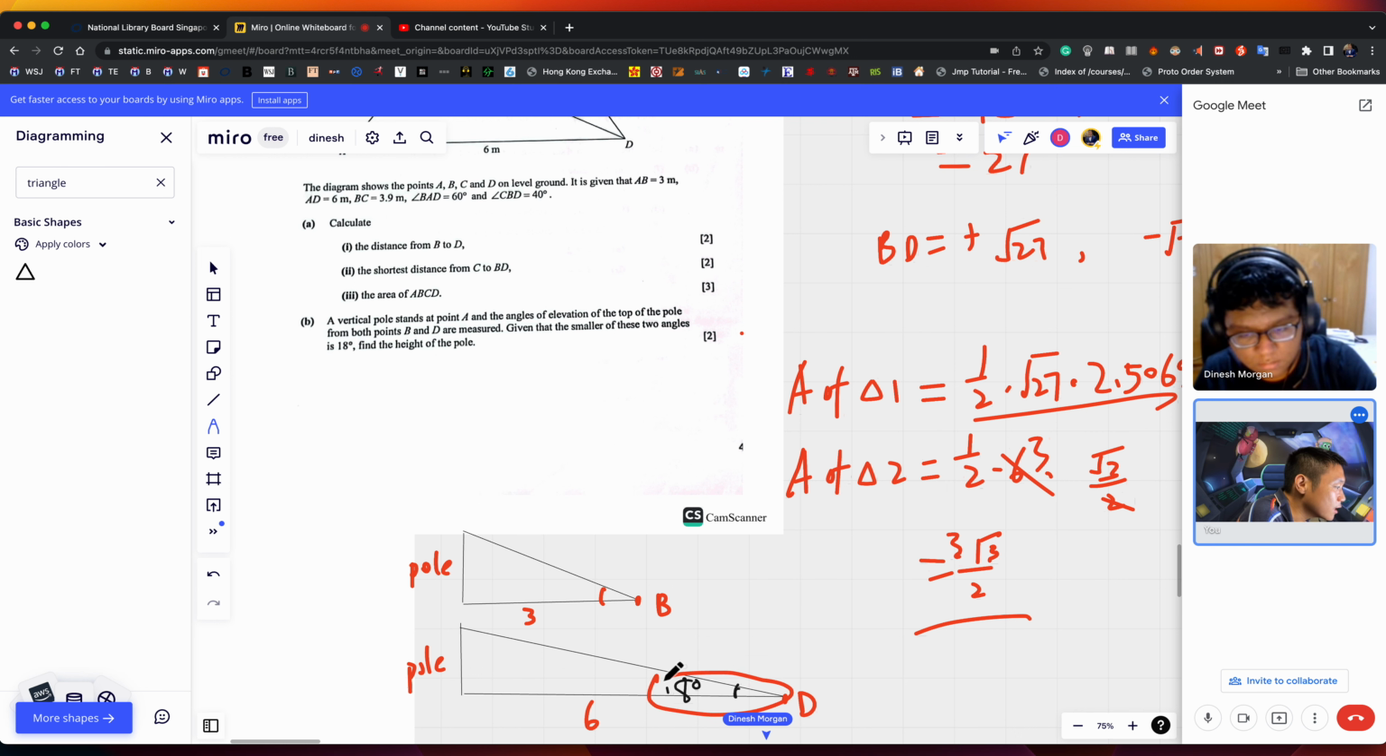Because I think you can clearly see, right? Given the same height of the pole, a shorter distance here will give you a bigger angle of elevation. So this is 18, yes.